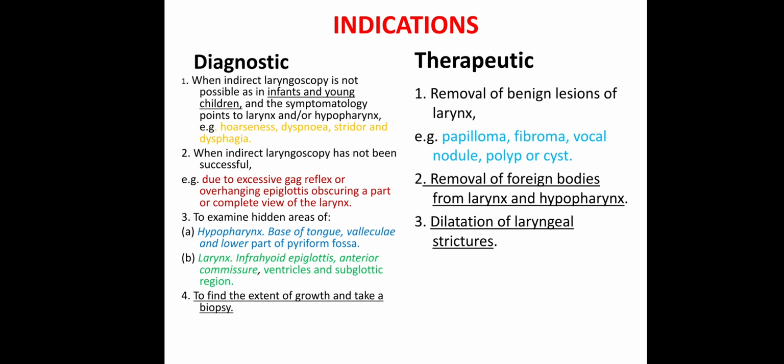When indirect laryngoscopy has not been successful, for example due to excessive gag reflex or an overhanging epiglottis obscuring a part or complete view of the larynx, to examine hidden areas of the hypopharynx, base of tongue, vallecula and lower part of piriform fossa, larynx, infrahyoid epiglottis, anterior commissure, ventricles and subglottic region, and to find the extent of growth and take a biopsy.